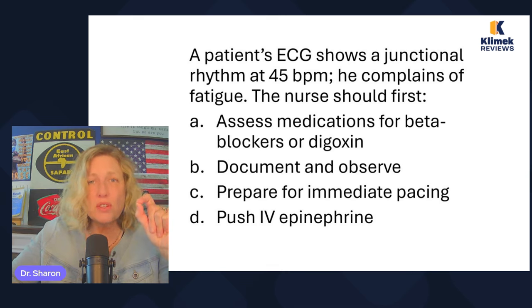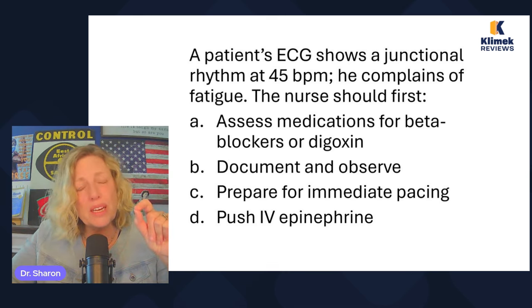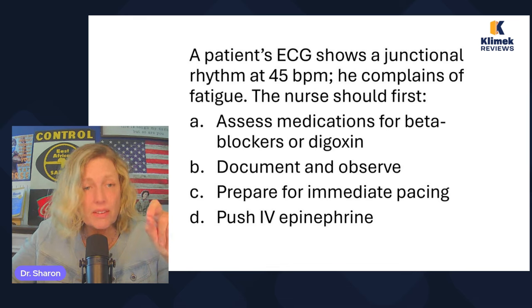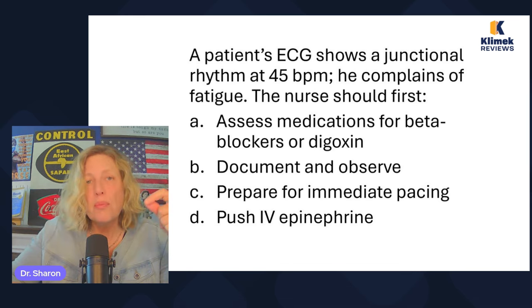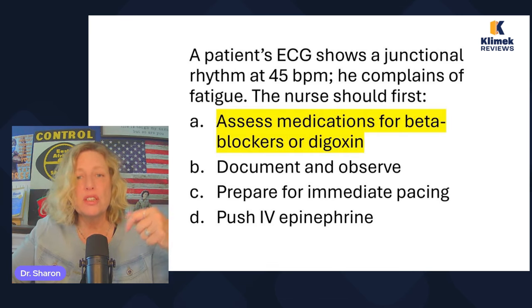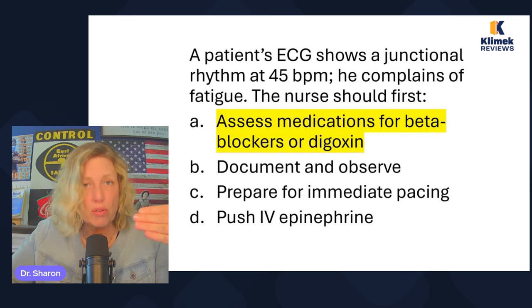Should I just document and observe? I don't want to just document and observe because they are symptomatic. If it was 45 and asymptomatic, I could document and observe, but they're symptomatic. So I'm going to go ahead and assess medications for drugs that slow heart rate. That's what I'm going to do.